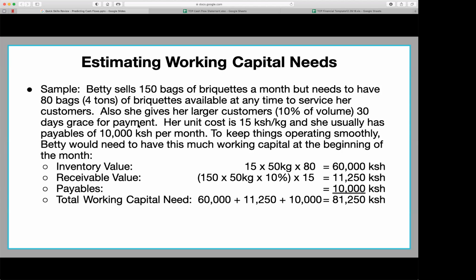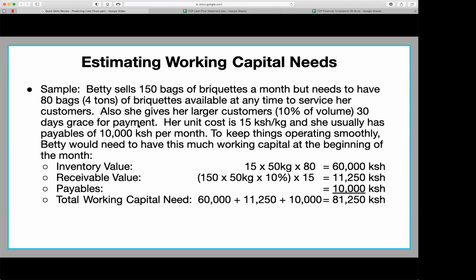And so we're going to value what her optimal inventory would be, which if you look at the calculation here, is her unit cost times 50 kg per bag times 80 bags. So she needs 60,000 shillings for inventory. Then her receivables, again, if she sells 150 bags at 50 kg and 10% of that times the unit cost is, oh, actually, I probably shouldn't have used the unit cost. I should have used the sale price there, but that's okay. We can go back and revisit that. So that will be even a little higher. So you get the idea, though.